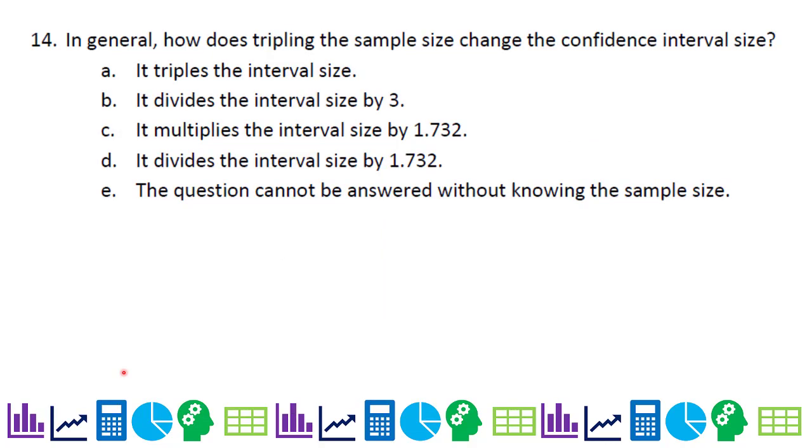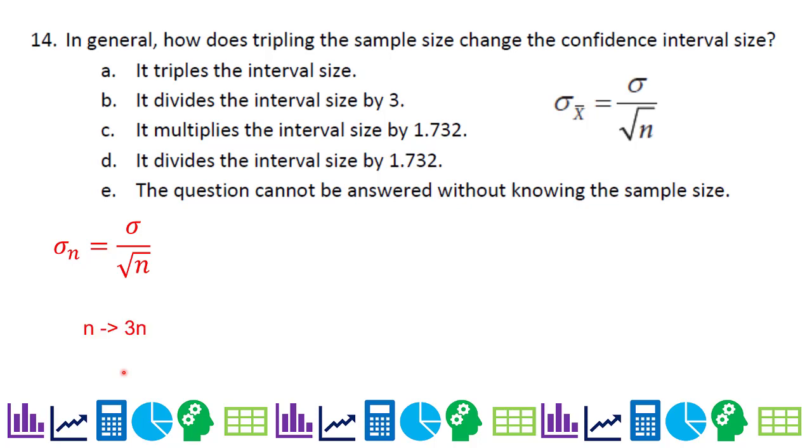Number 14, in general, how does tripling the sample size change the confidence interval size? So we have the formula from your math chart, and now admittedly this could be for proportions as well, but looking at means gives us the idea. It's also an easier formula. So I'm going to say sigma of x bar is sigma over square root of n. Then I want to go to 3 times the sample size.